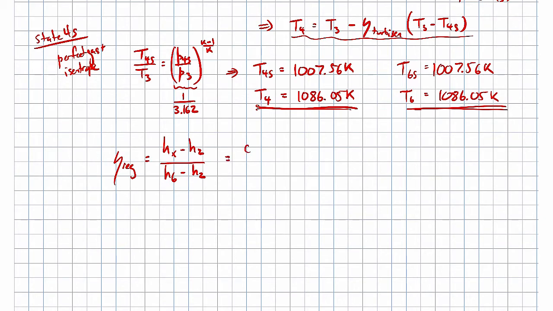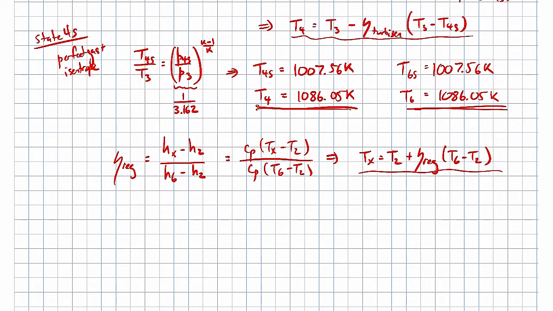Since we're dealing with a perfect gas, we can write this as Tx minus T2 times Cp, and similarly in the denominator. So we could rearrange this to solve for Tx. I think I did my algebra correctly there, and we know all the values in that expression, so we can solve for Tx. It comes out to be 998.64 Kelvin. So now we have all of the temperatures that we need to do all our calculations.